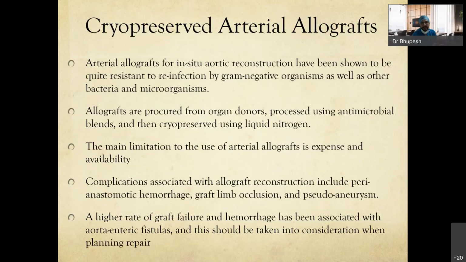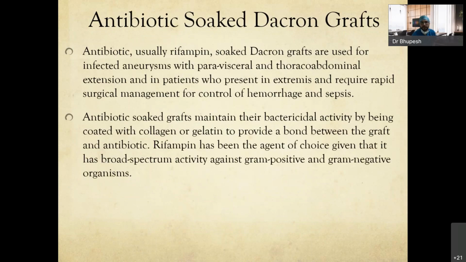The complications associated with allograft reconstruction include perianeurysmal hemorrhage, graft limb occlusion, and formation of pseudoaneurysm. A higher rate of graft failure and hemorrhage has been associated with aortoenteric fistulas, and this should be taken into consideration when planning repair. Then we come to the antibiotic-soaked Dacron grafts.